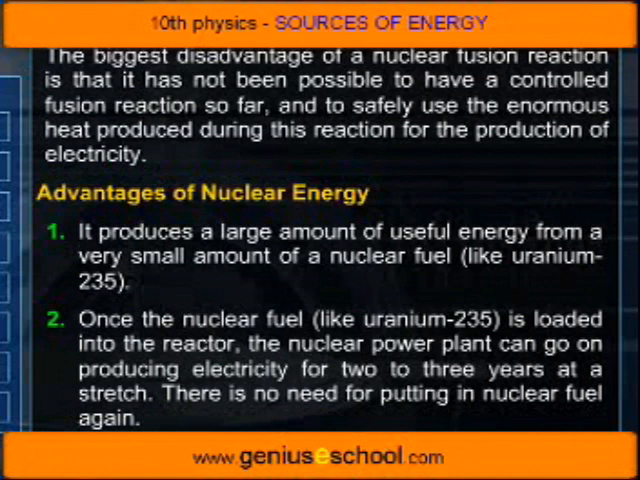Nuclear energy produces a large amount of useful energy from a very small amount of a nuclear fuel like uranium-235. Once the nuclear fuel like uranium-235 is loaded into the reactor, the nuclear power plant can go on producing electricity for 2 to 3 years at a stretch. There is no need for putting in nuclear fuel again.